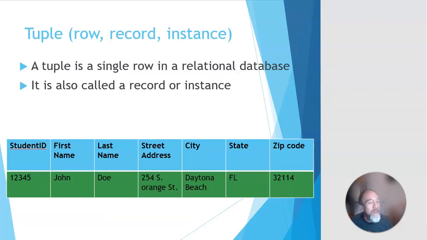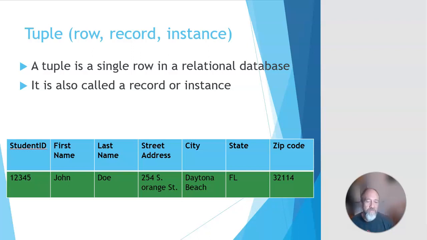Well, tuples. What's a tuple? A tuple is a fancy name for a row or a record or an instance. In the case of databases, it's a row in the database. All the things along that row have some sort of relationship to the actual entity that's being described.